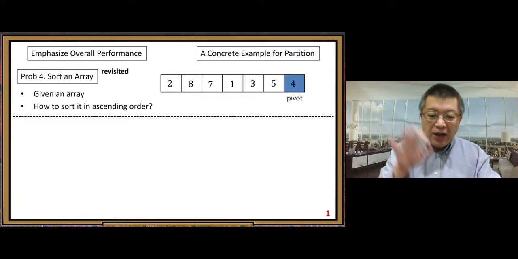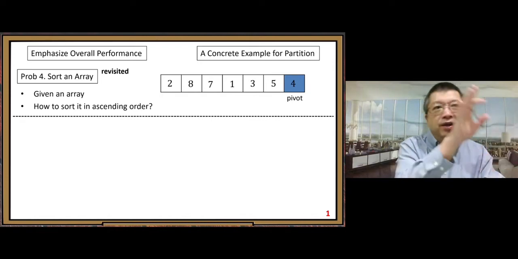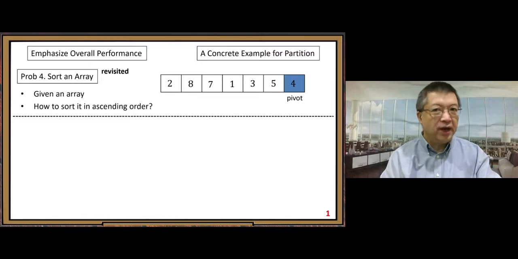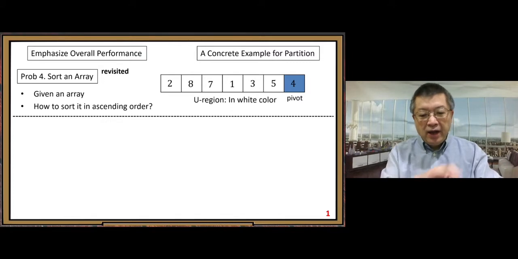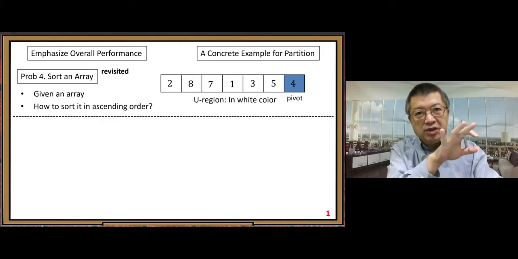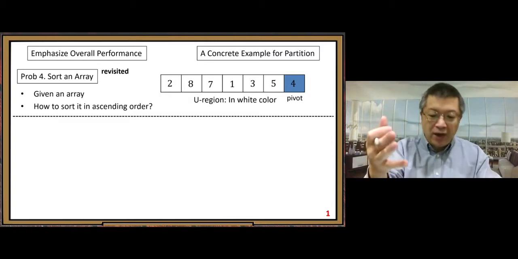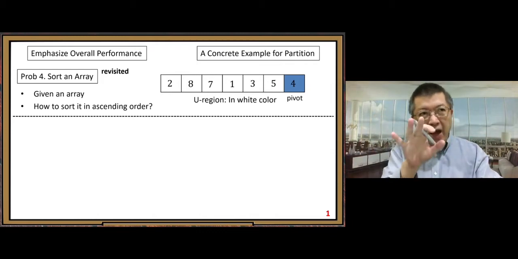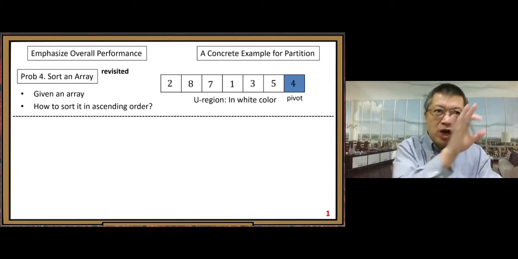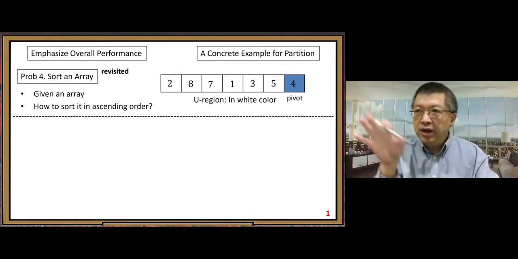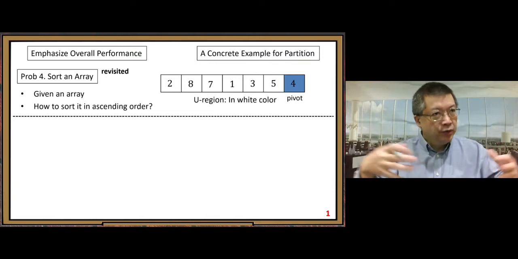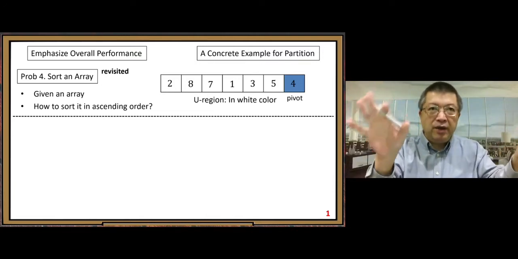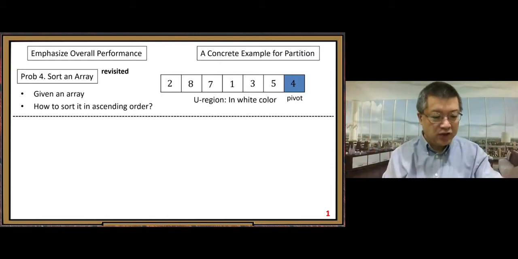When I show you the details of each step, I need to use different colors to represent different types of elements in this array. The pivot, I use this blue color. Pivot 4, value 4. Then at the beginning, all the remaining 6 elements are in the U region, so they are in white color. When we do the processing, we change their colors and put them into different regions: grow S region, grow L region, shrink U region until we get the final partition. So let's start.